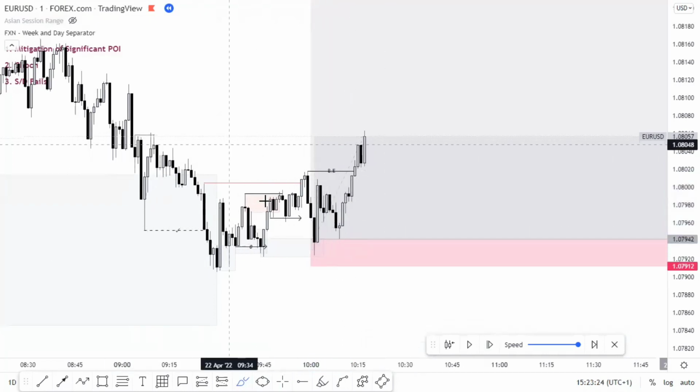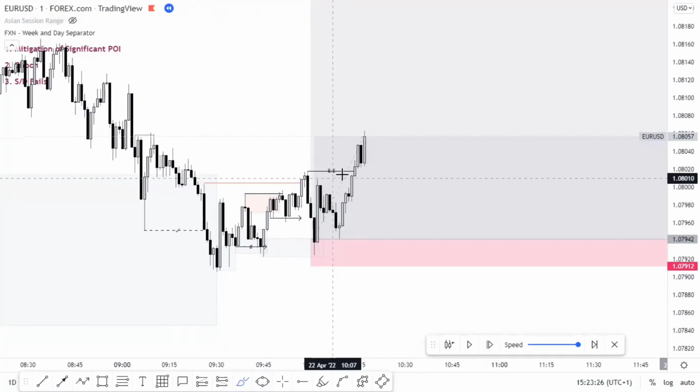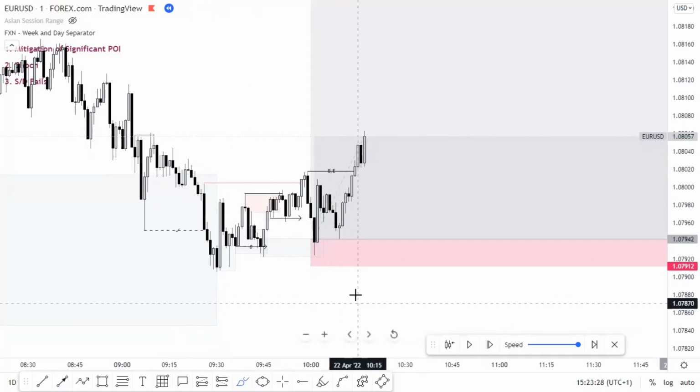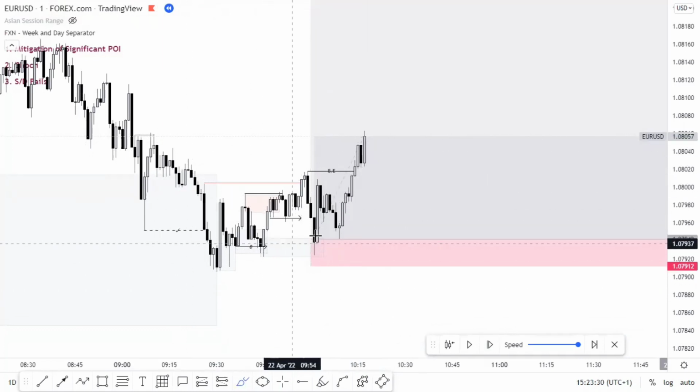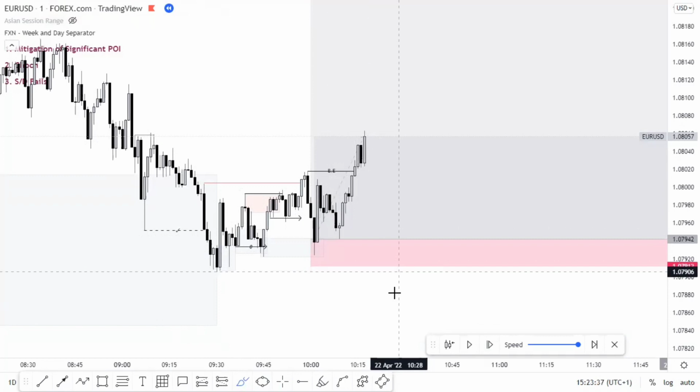So I was waiting. Now it has broken even. I moved my stop loss from this place to my entry area, so in case it comes back, I will lose only the trade, nothing else. I will not lose my capital.